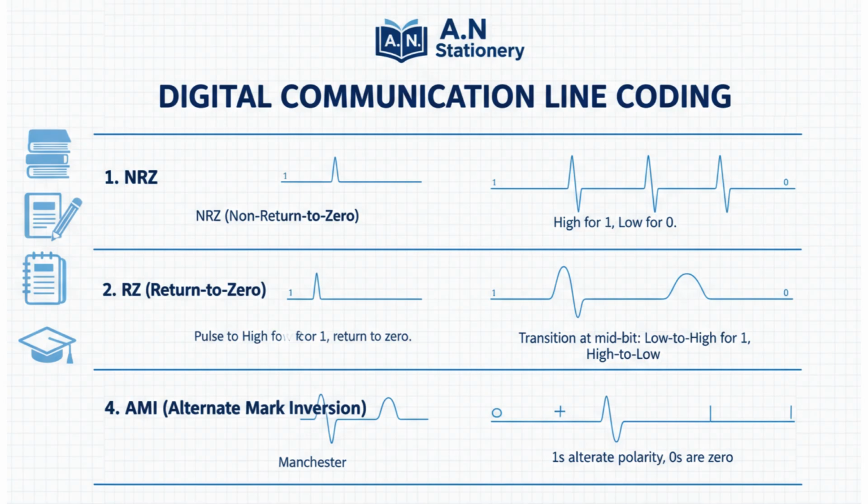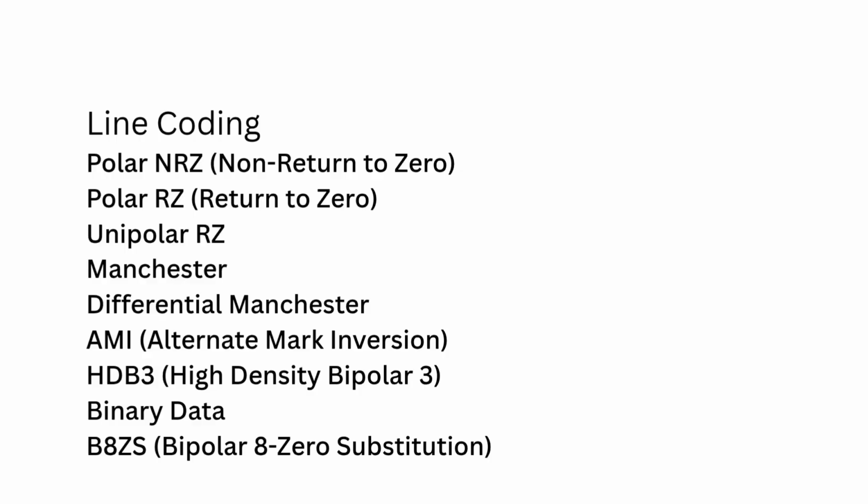In this video, we'll learn one of the most important concepts in digital communication, line coding. We'll go through 8 popular encoding techniques used to transmit digital bits over a physical channel. These include polar NRZ, polar RZ, unipolar RZ, Manchester, differential Manchester, AMI, HDB3, and B8ZS. I'll explain each one with a simple example and guide you on how to draw the waveform step by step so you can easily recreate them in your notes or exams.